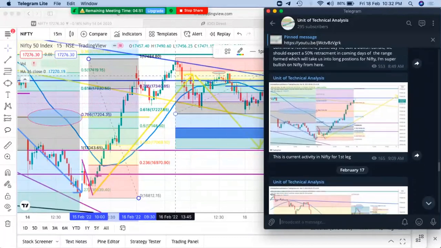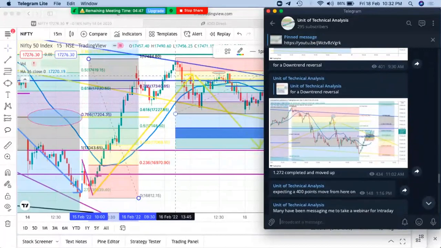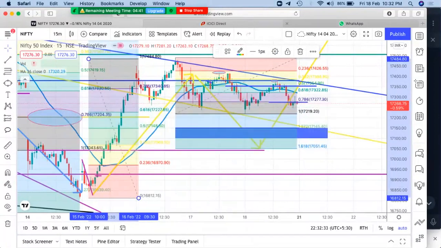Probably I told about those levels also, that it should be coming back somewhere around those levels. And it did come back. And yes, you definitely enjoy those kinds of profits also. I'll just show you a few of the things.